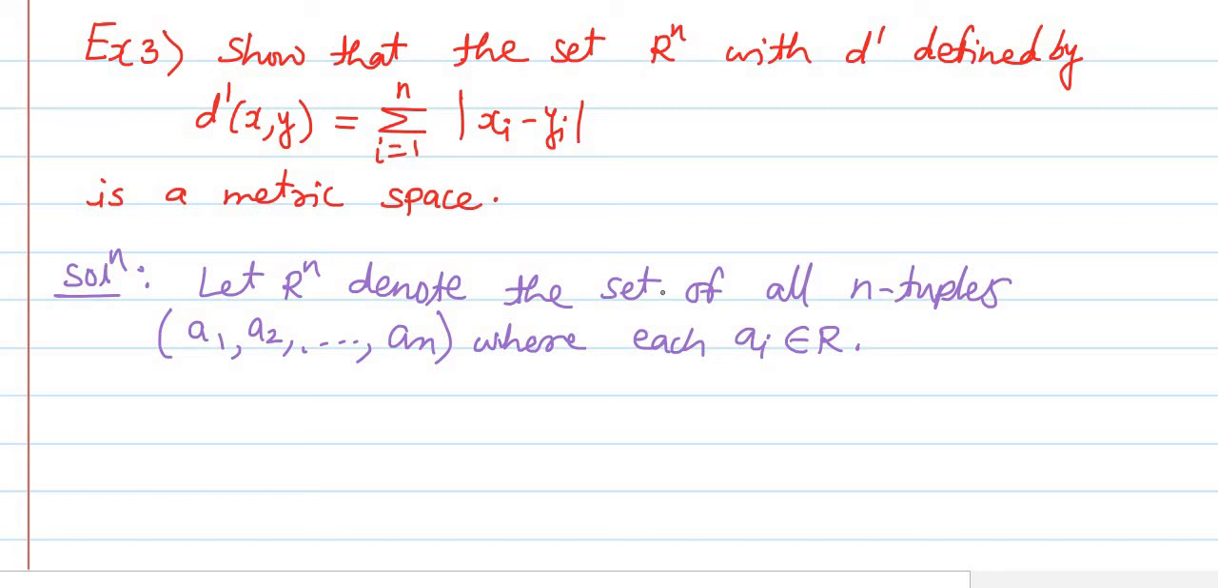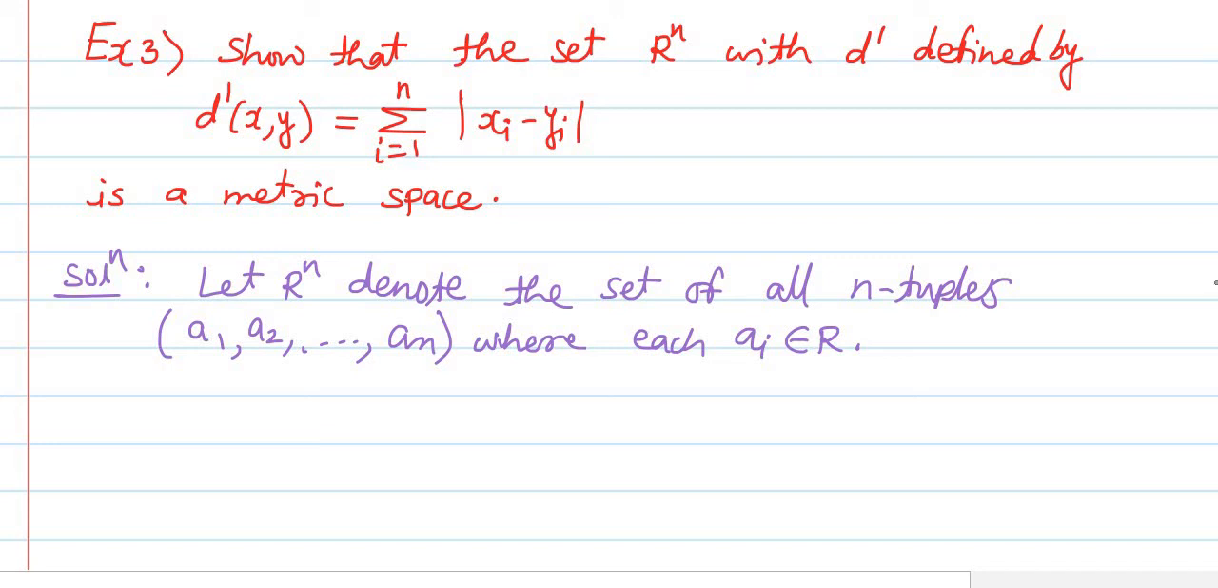Next, the third condition is the symmetry. For that purpose, we have d dash of x comma y, which is defined as in the question. It is the same as summation over i equal to 1 to n mod of yi minus xi, because we know that mod of a minus b is the same as mod of b minus a. Then by definition it will be equal to d dash of y comma x. So therefore, symmetry also is satisfied. So all three conditions we have checked here orally, and all of them are satisfied.